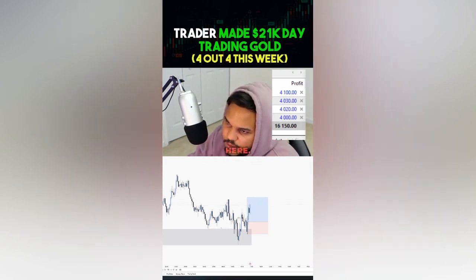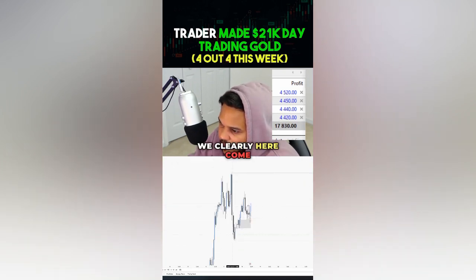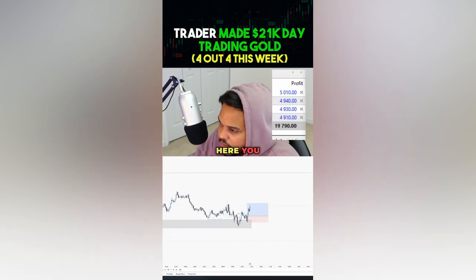Super simple setup here. If you go to the 4 hours, still bullish. What we have here is just a liquidity grab for me, pullback. If we go to the 1 hour, we clearly come back again, creating higher highs and higher lows after this massive pullback. And we have a liquidity grab out of the swing low in 1 hour, tapping into this 1 hour order block.